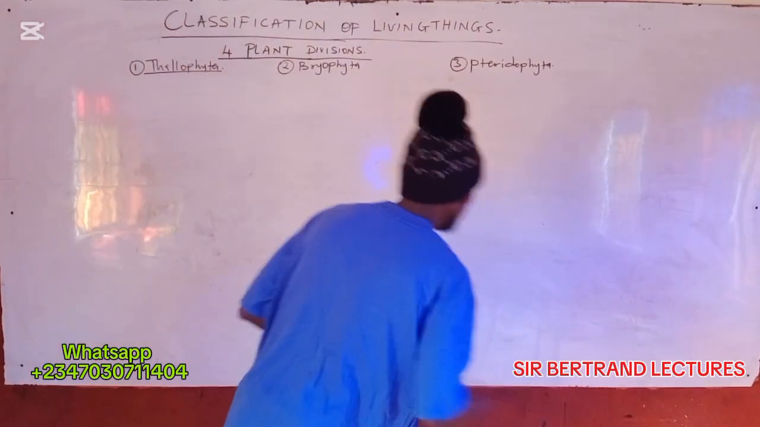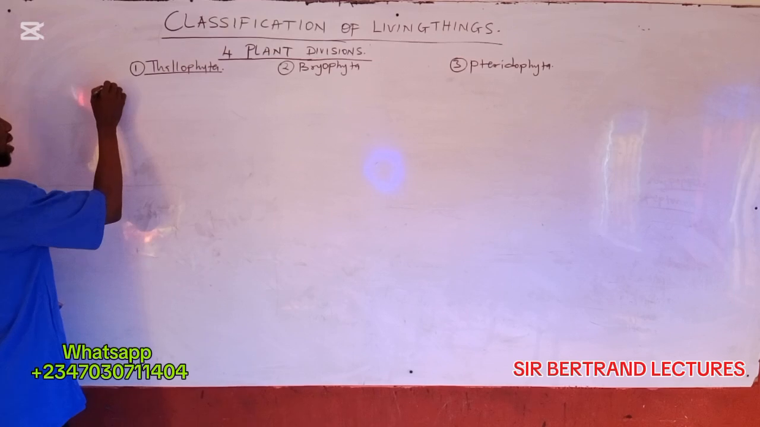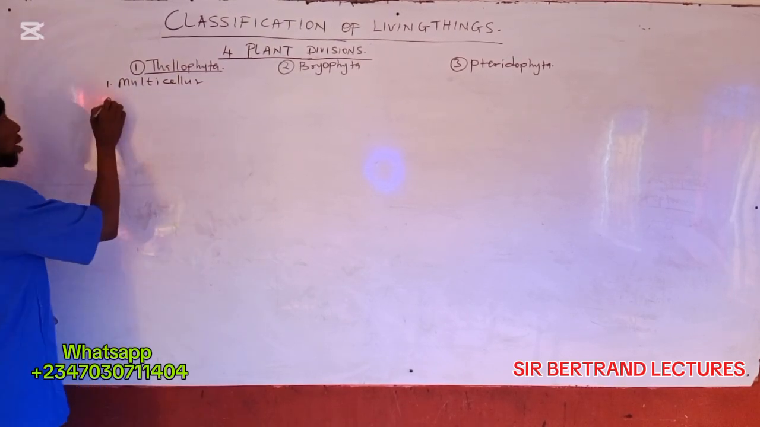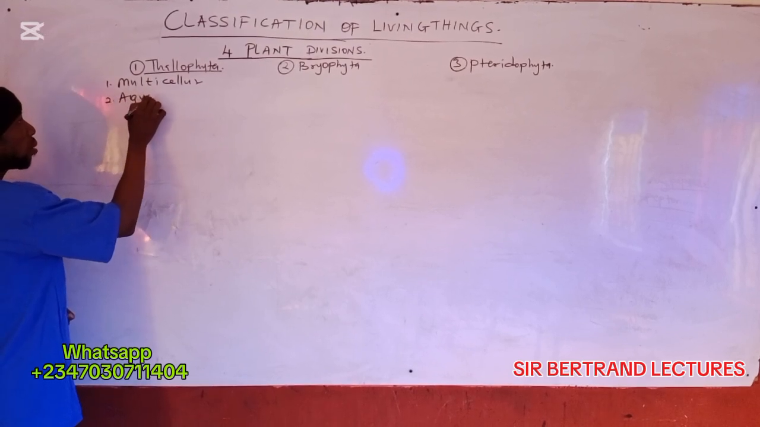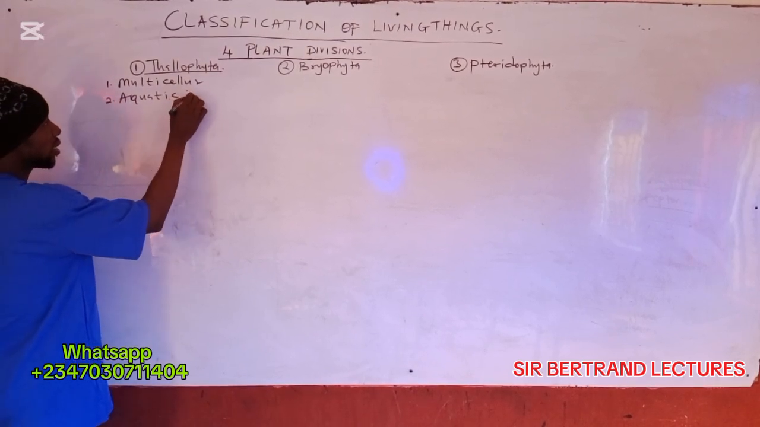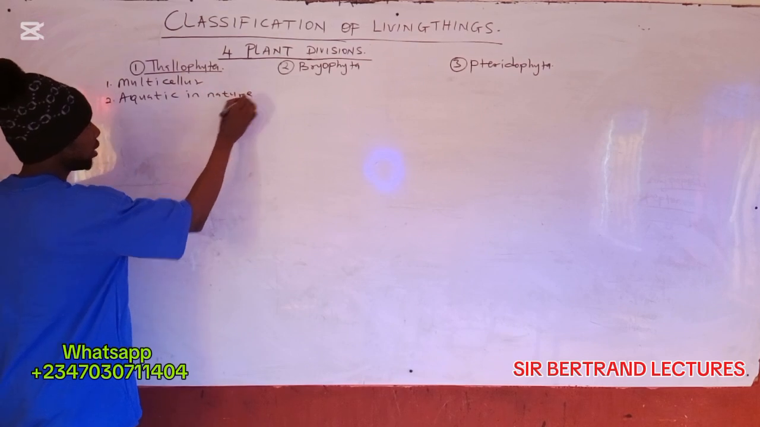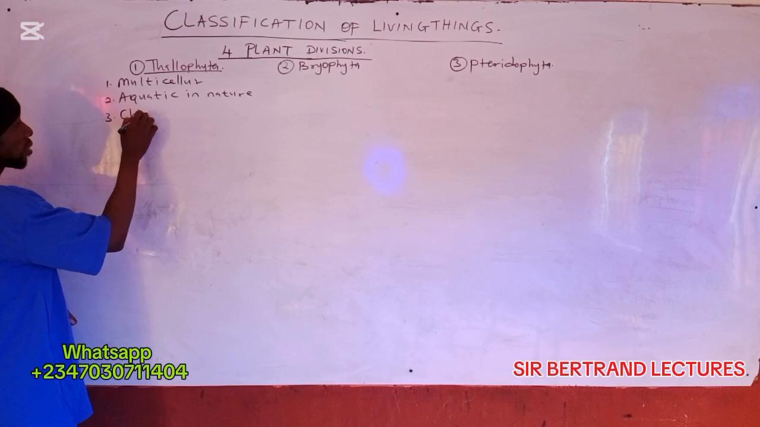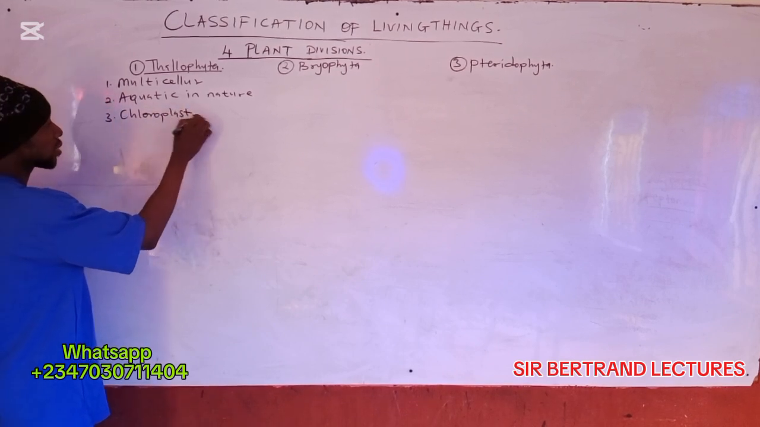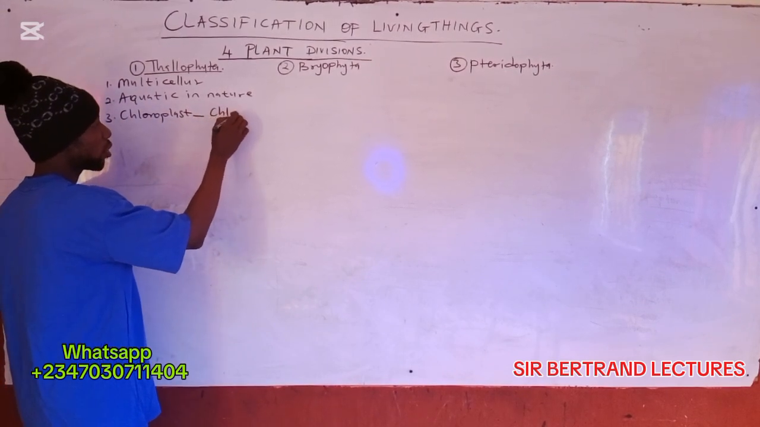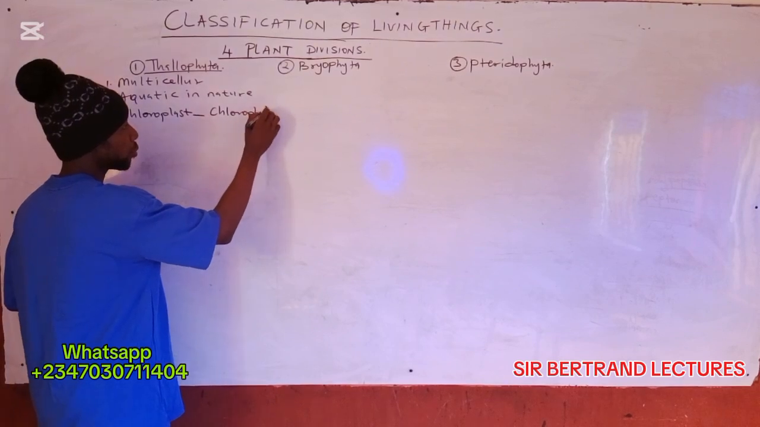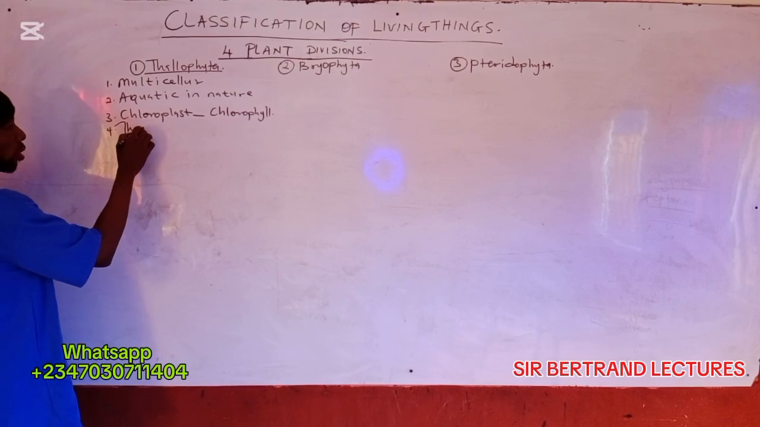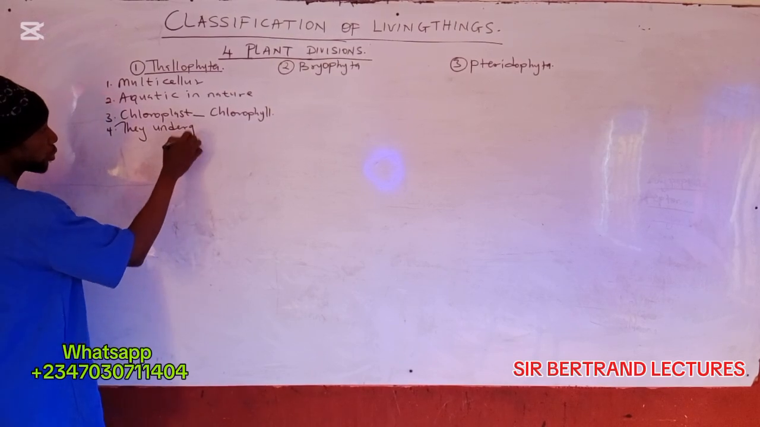Let me write it bigger. Number one, they are generally multicellular. Number two, they are mostly aquatic in nature. Number three, they possess chloroplast, meaning that they have chlorophyll. Then number four, they undergo photosynthesis.